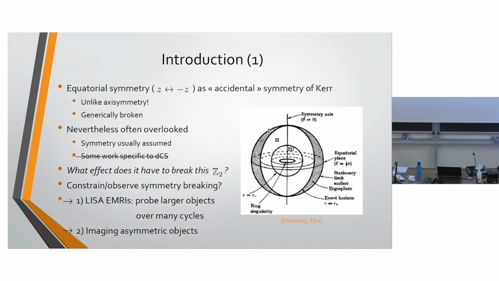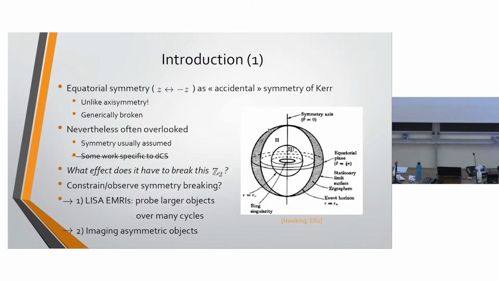And so, like I said, these are things that I want to look at. I'm going to look at gravitational waves from EMRIs, and then also imaging of asymmetric objects. For EMRIs, these are extreme mass ratio inspirals. This is a supermassive black hole and a smaller black hole that's orbiting around it many, many times before it plunges into the supermassive black hole.